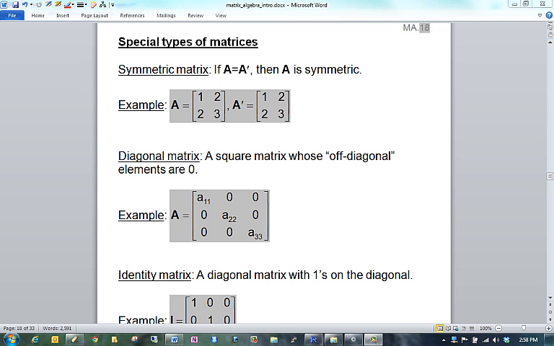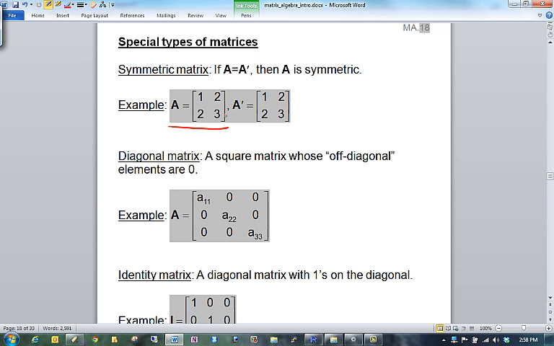Let's look at some special types of matrices that we will often see during the semester. First of all, we're going to look at a symmetric matrix. That just basically means if I have a matrix A and it's exactly the same as the transpose of A, then A is symmetric. So, for example, let me get my red pen out again.